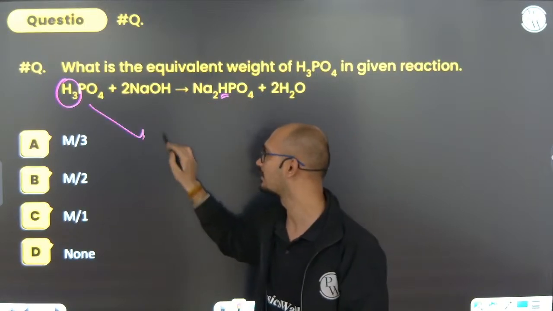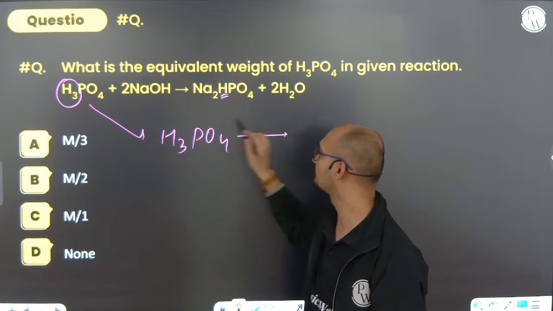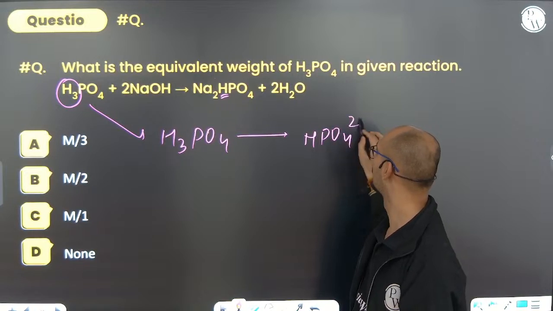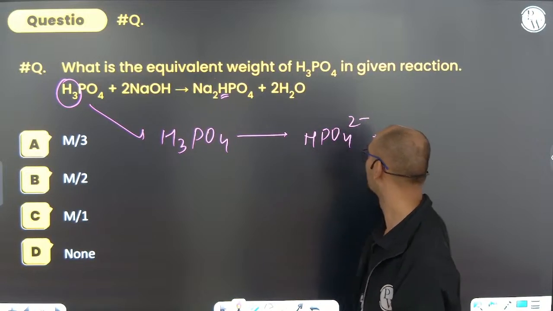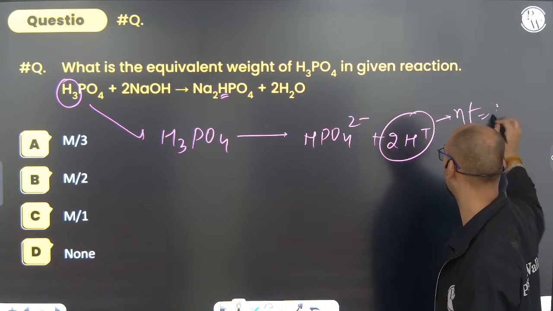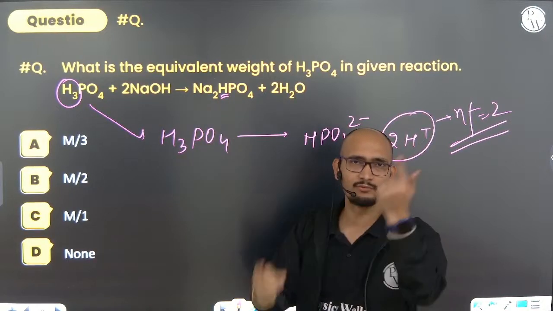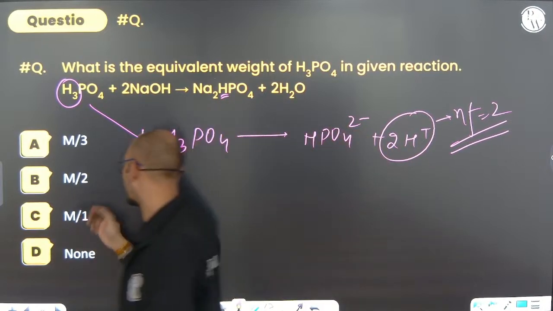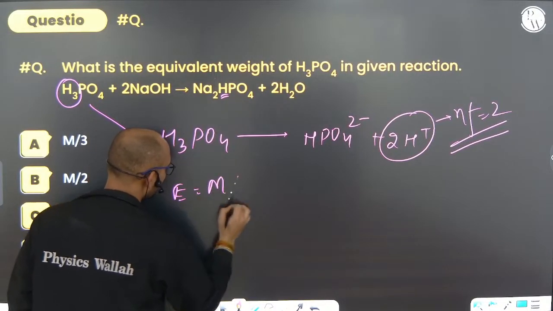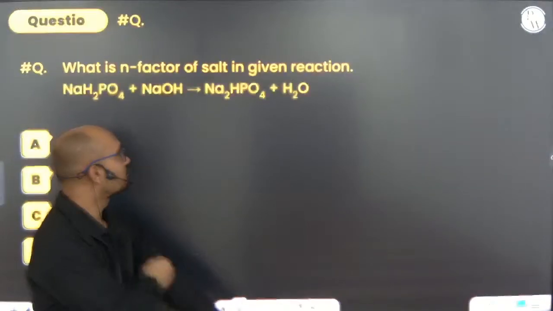So you can just write H3PO4 converting into, do not leave this Na plus, it will look something like HPO4 minus 2. How many H ions? So 2H plus. If 2H plus is given, therefore n factor comes out to be 2. Always remember 3 were there, now it is 1. So how much is the difference? 2 hydrogens. Therefore n factor is 2. If n factor is 2, E will be equal to M by 2. Option B.